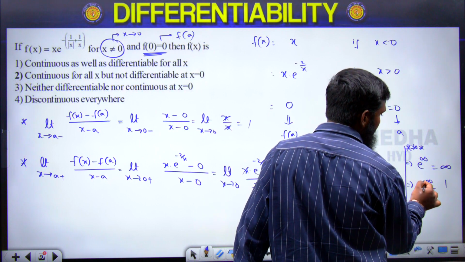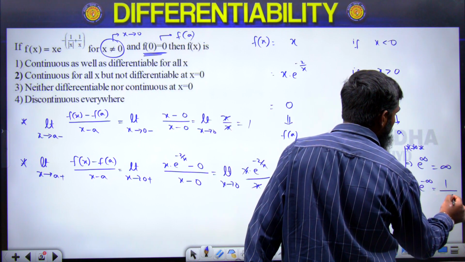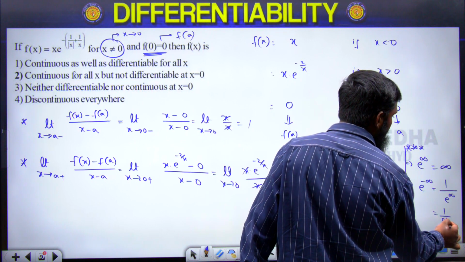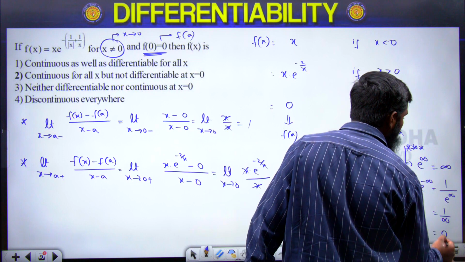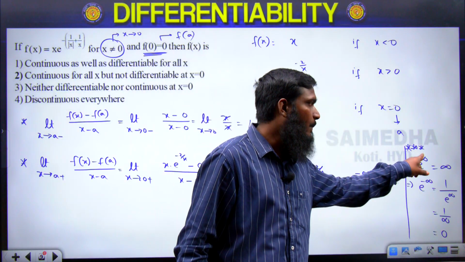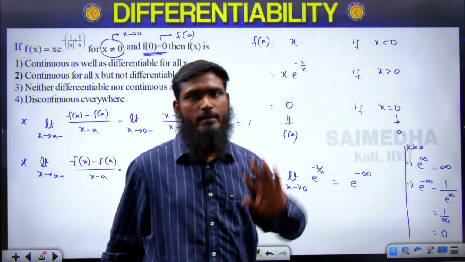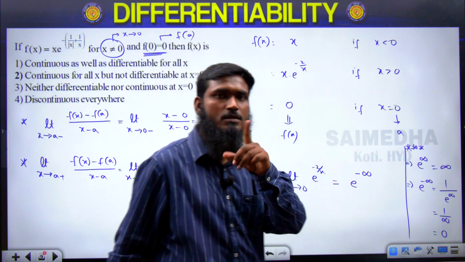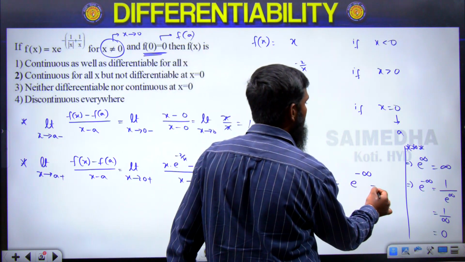If you want to remove this minus sign from the power, we have to write it as 1 by e power infinity. Then 1 divided by e power infinity means what we have taken? Infinity. 1 by infinity means what? 0. Okay. So we have to remember these two conditions. If you are having e power plus infinity, then the answer will be infinity. If you are having e power minus infinity, then the answer will be what? 0. Okay. So for this we are getting the answer as 0.